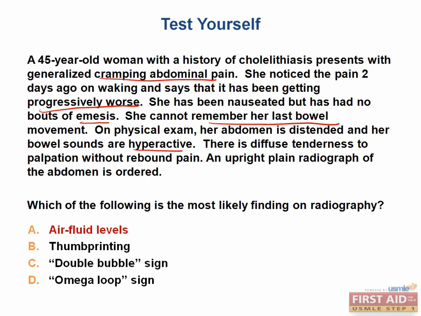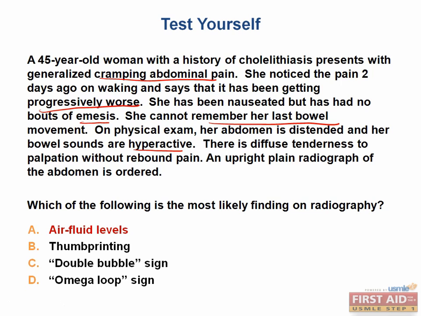Thumbprinting isn't correct since it's the pathognomonic radiograph finding for mesenteric ischemia. The classic presentation of acute mesenteric ischemia is severe abdominal pain disproportionate to physical exam findings. The pain is due to ischemia and possibly infarction, so we would expect her to be in a lot worse pain. Because of the gradual onset and worsening in this patient, the presentation in the vignette is not likely to be mesenteric ischemia.